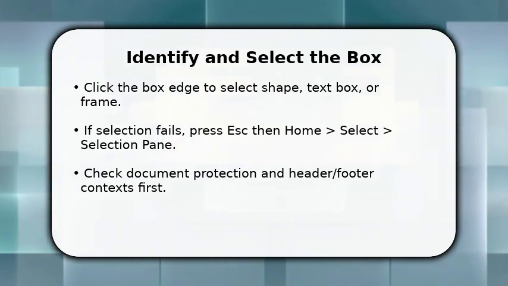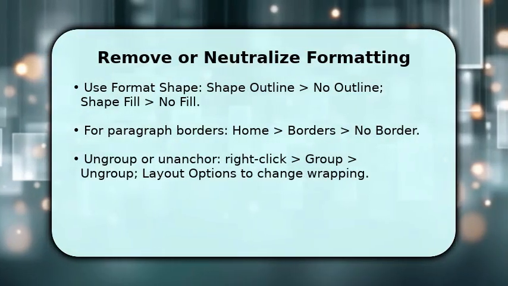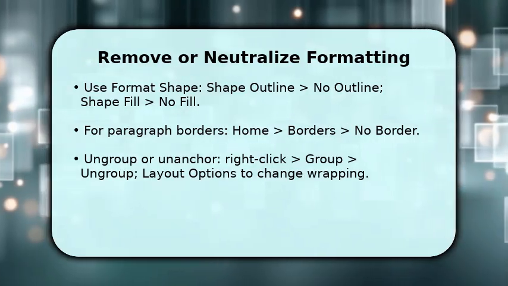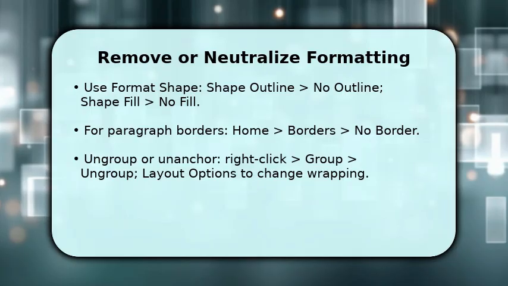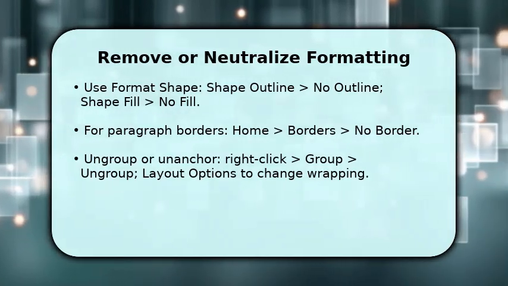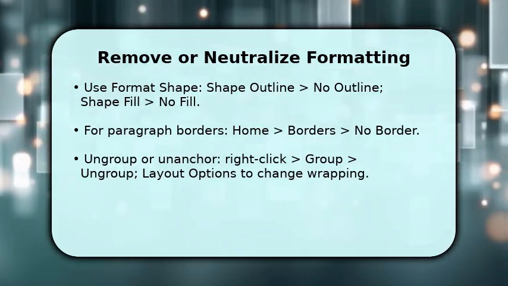With the object selected, go to Format Shape to neutralize it. Set Shape Fill and Shape Outline to No Fill/No Outline so it becomes invisible yet still selectable. For boxes caused by paragraph borders, place the cursor in the paragraph and choose Home, Borders, No Border. This removes line borders without touching content.